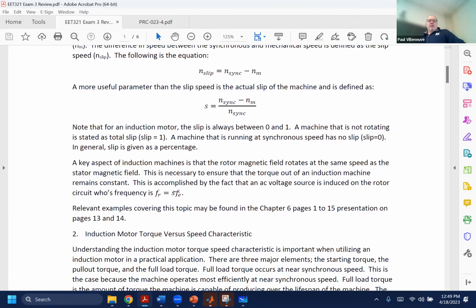So I think that summarizes everything. Our electrical frequency, we can determine what the actual speed or the actual frequency is by taking the input or the applied electrical frequency and multiplying that by slip, S times FE.